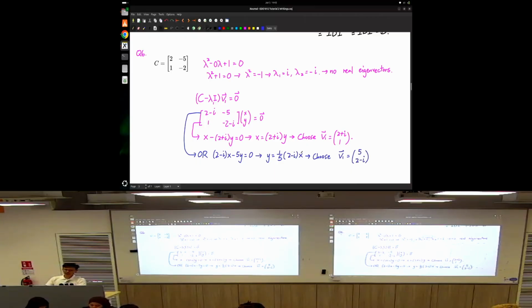Okay, I just choose x as 5 because I don't want to have the fraction. So therefore, 5 times 1/5, right? I'm going to get 2 minus i. So this is also legit.